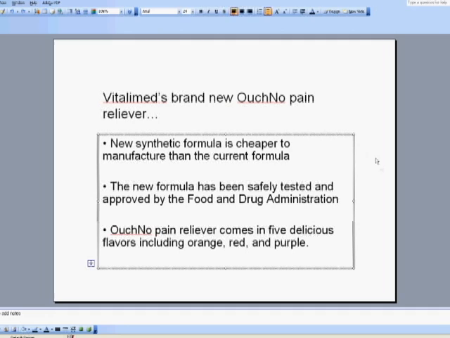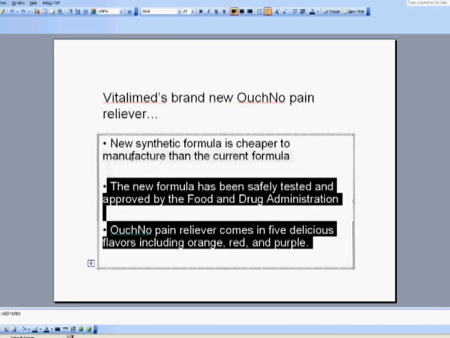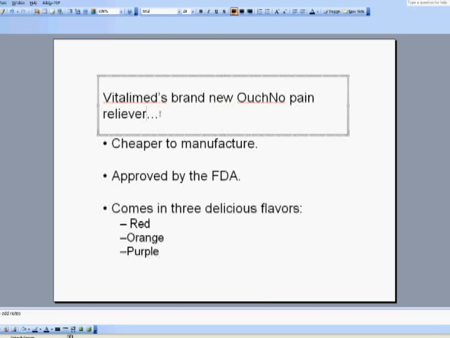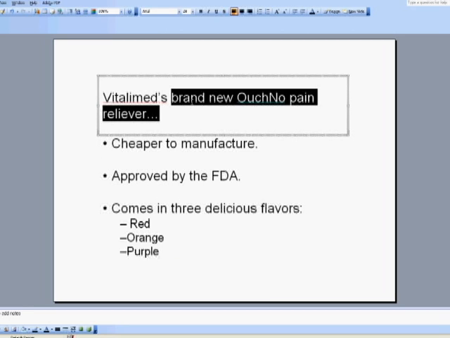Let's take a look at the rest of the text here. We have a lot of facts here that all contain a lot of words. Remember, less is more. First, I'm going to simplify the text in each one of these points so that they provide the same information but don't clutter the page. That brings me to my first point.